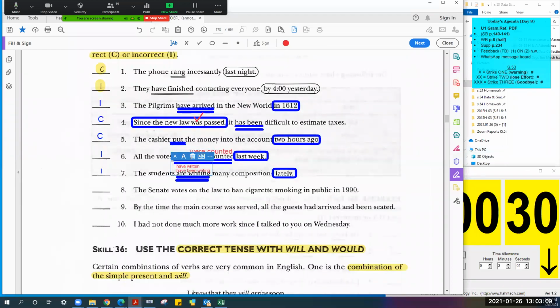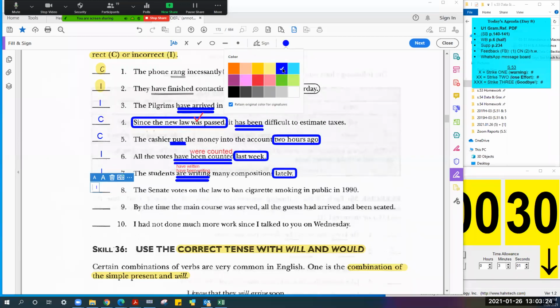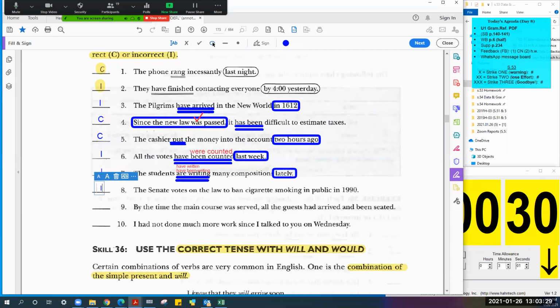Let's do number 8. Abdul Majid, try number 8. You think it's correct? No, I don't think so. You say it's incorrect? Where's the time expression? Find the time expression. In 1990. Is that past or is that future? I think it's past. Absolutely past, before you were born.